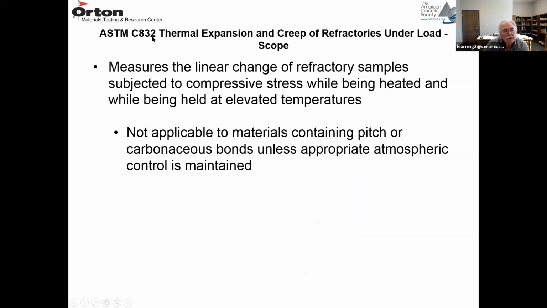So C832 is thermal expansion and creep of refractories. It measures the linear change of a refractory sample that's subjected to a compressive stress while being heated, and then you heat it to some temperature and you hold it at an elevated temperature. So you're continuously measuring the change in length of a sample that's in compression during the heating cycle. At the end of that heating cycle, you hold it at a constant temperature, and then you still monitor the change in length at that constant temperature.